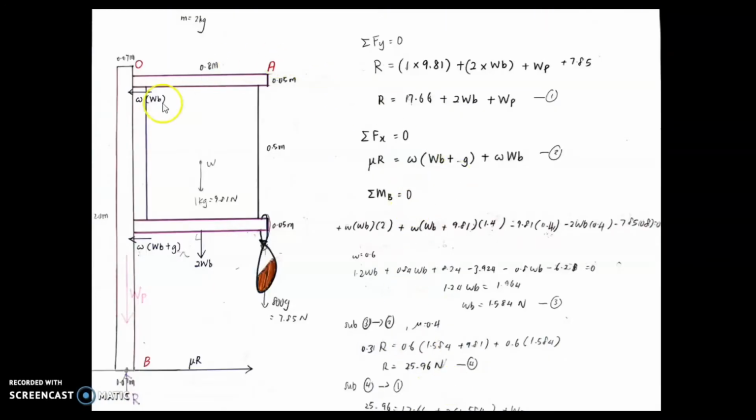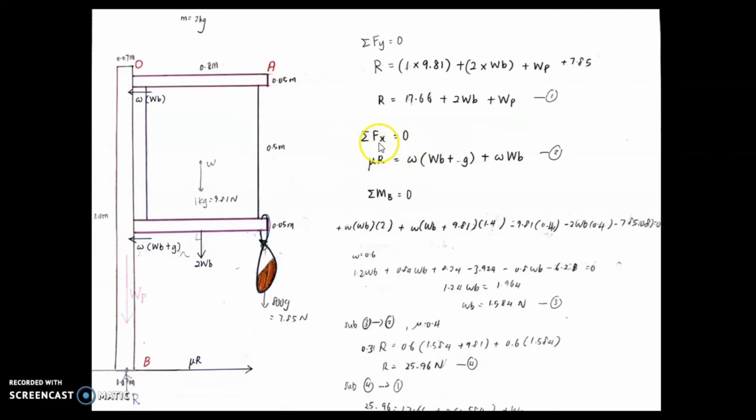So after we draw the free body diagram, we can start our calculation. Since this is in equilibrium, first the summation of force in the y-axis equals 0. The force R is acting upwards, and this one is weight, and WB and WP are acting downwards. So R equals all those forces. So R equals 17.66 plus 2WB plus WP.